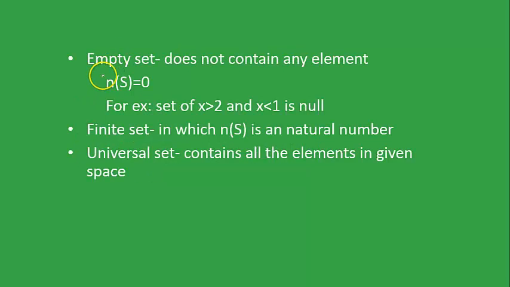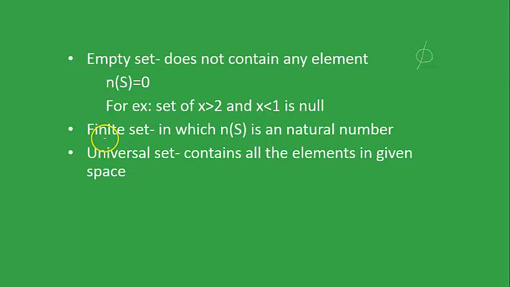Here are basic common sets which occur frequently. The first one is the empty set. The set which does not contain any element is called an empty set and is denoted by phi. The number of elements in such a set is equal to 0. For example, the set of numbers which are greater than 2 and less than 1 is null, because there is no such element which is greater than 2 and less than 1.